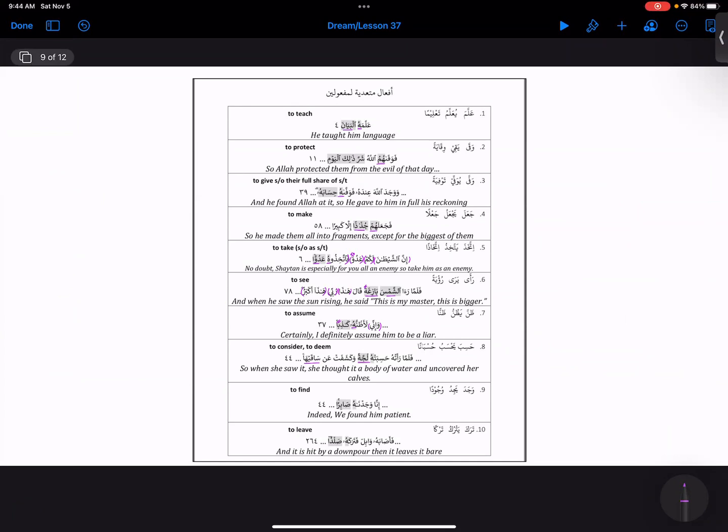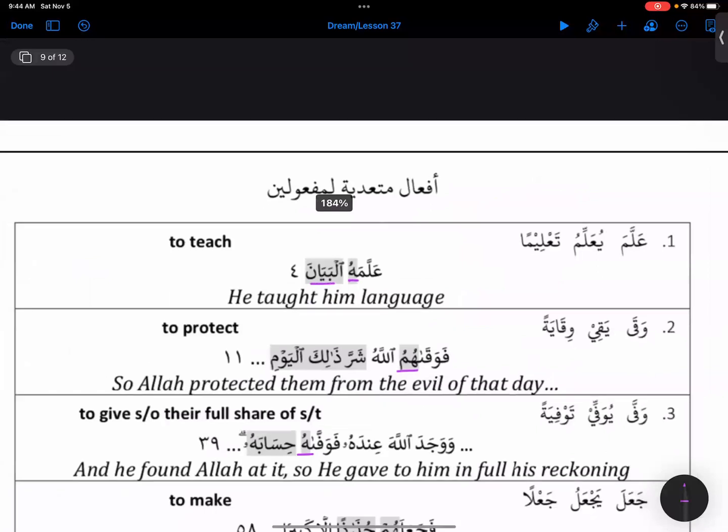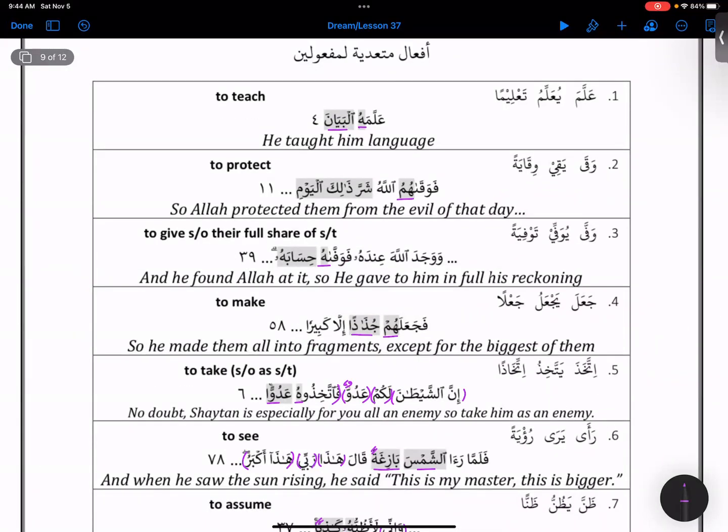And now what is the topic here? Af'al, meaning verbs, mutaddi li maf'ulain, for two maf'uls. So we are going to analyze these verbs, these af'al which take two maf'uls. So allama yu'allimu ta'liman, basically this is sarf, and this is the conjugation that is called sarf kabir. We conjugate with all 14 pronouns, right? For example, nasara, huwa nasara, huma nasara, hum nasaru. All these 14 pronouns, we conjugate them, and that is called sarf kabir.